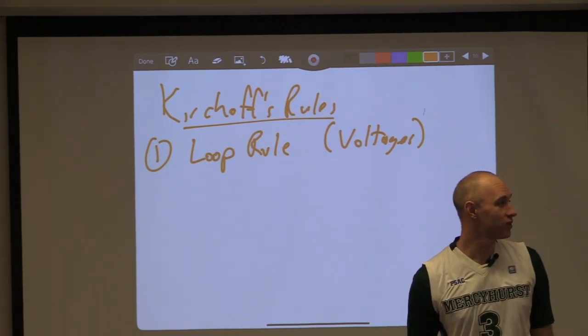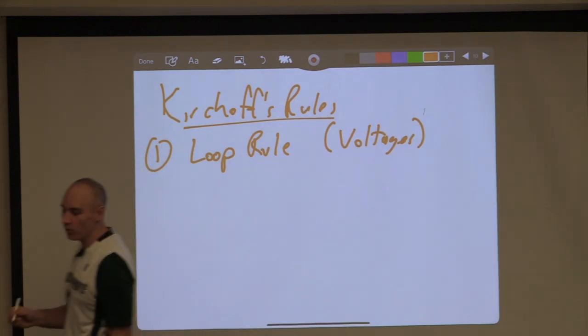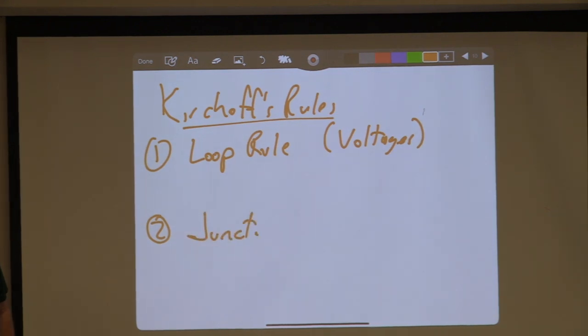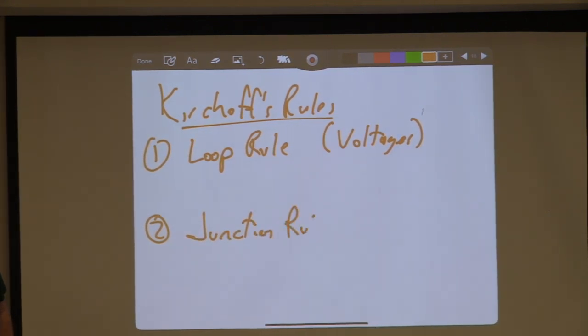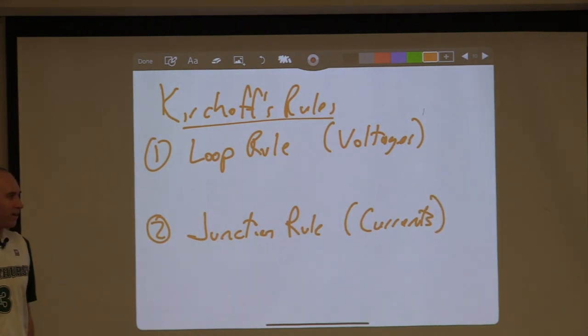We're going to do several examples of this in class next time. The last one that I'm going to talk to you about today, and then you're free to go. Number 2, the junction rule. What's a junction? A conjunction junction? It has to do with currents. A junction is a split in the wire. You know that. Somebody said it already. They already answered it.